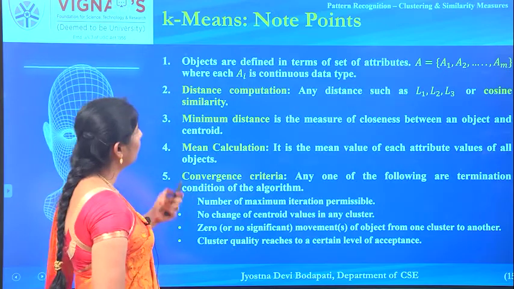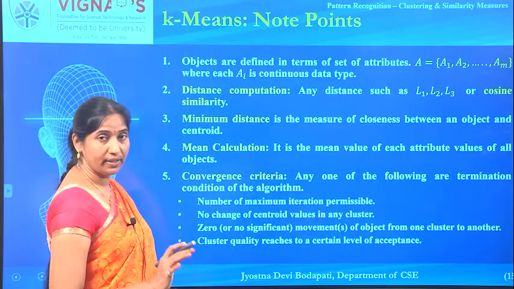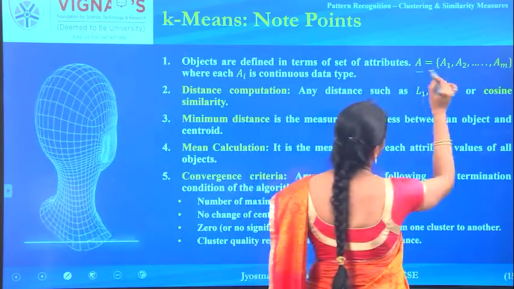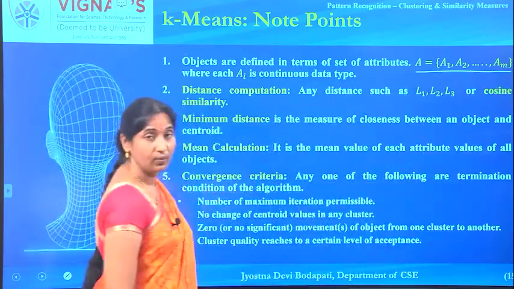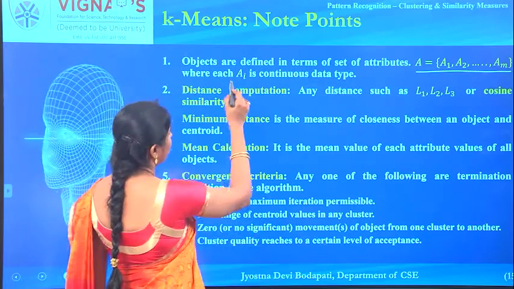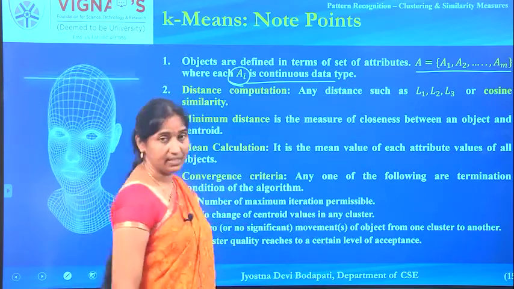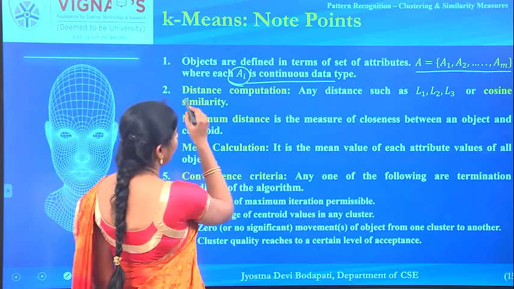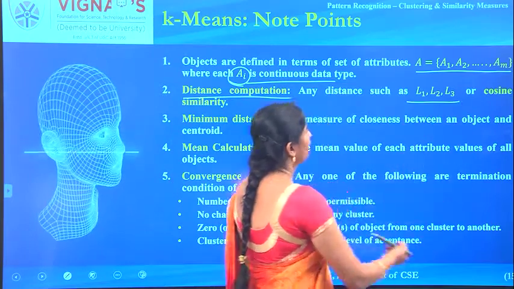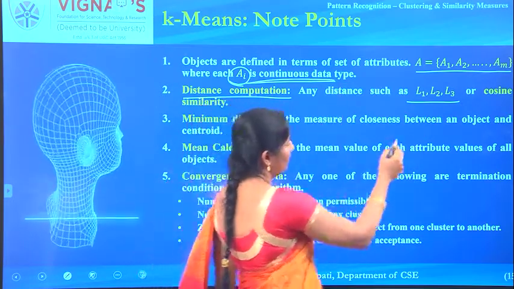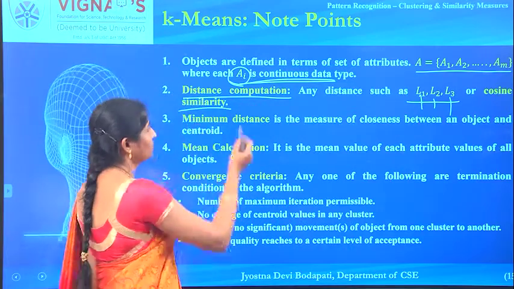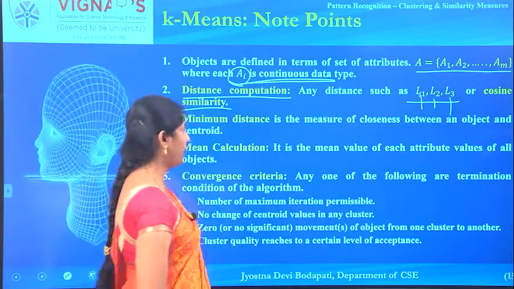Now let us see the points to be noted while applying the k-means algorithm. Assume that A is the data set of n samples, A1 to An are the samples, and each Ai is of a continuous data type. We are assuming that, and you need to compute the distance. Because it's continuous data, the distance measure could be L1 distance, L2 distance or L3 distance, or even cosine similarity if your data is sparse.